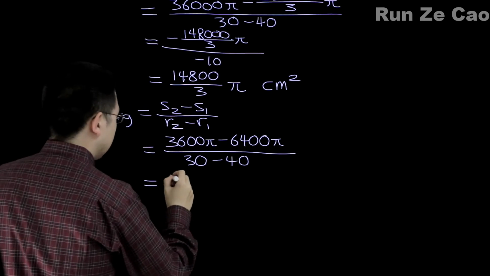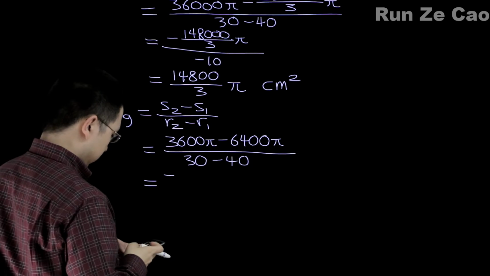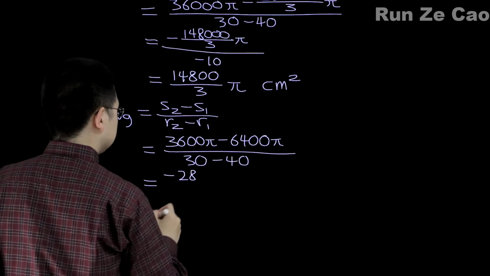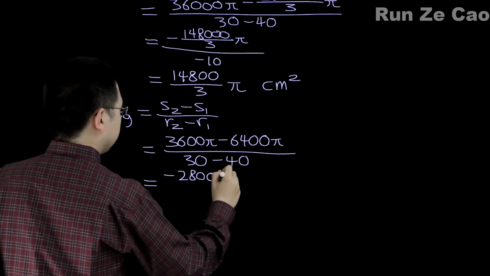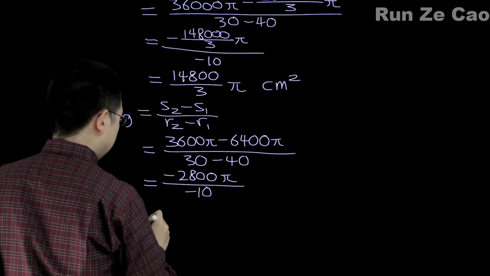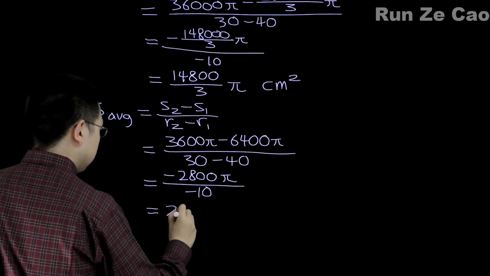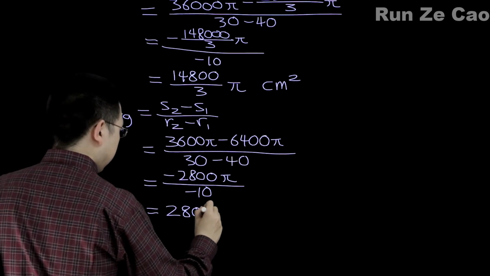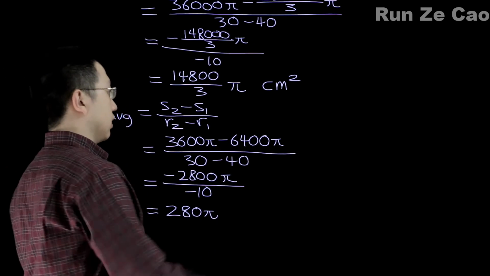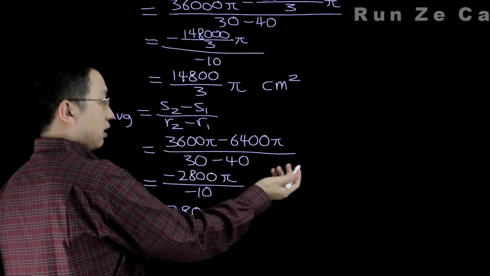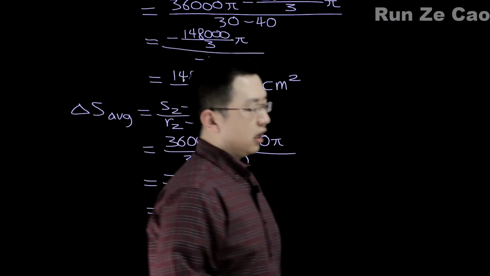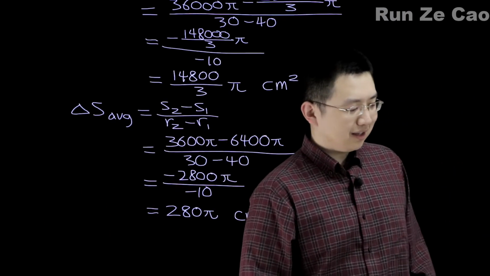So we're dealing with 64 minus 36, negative 2800 pi over negative 10. So this is equal to 280 pi. Now, what are the units? Centimeters squared for surface area divided by centimeters for radius. So this is in centimeters. I mean, you could write centimeters squared per centimeter, but hey.